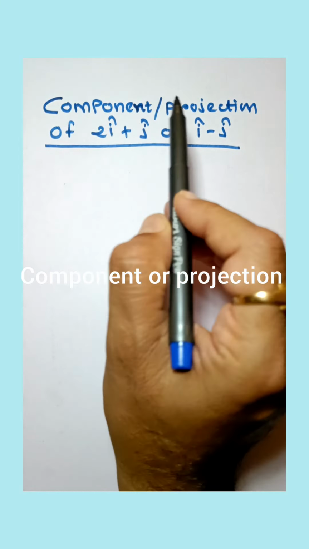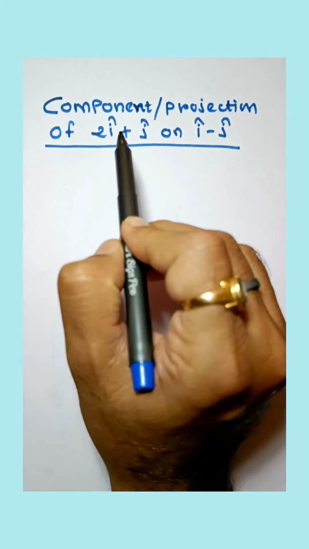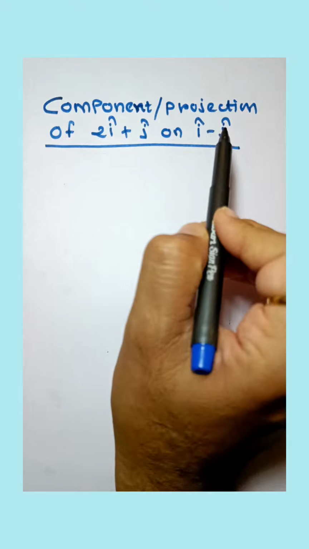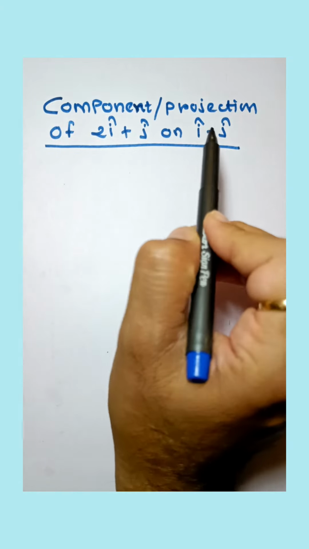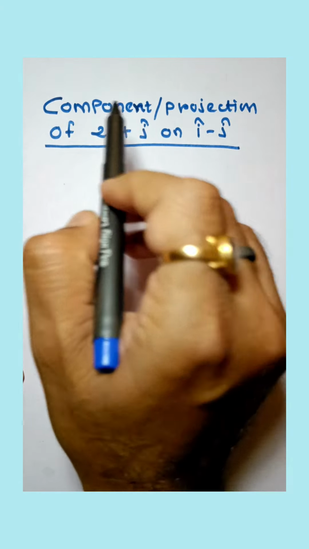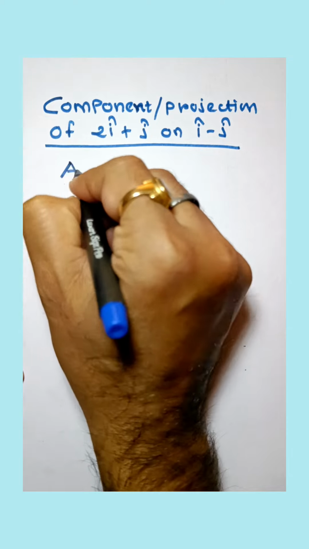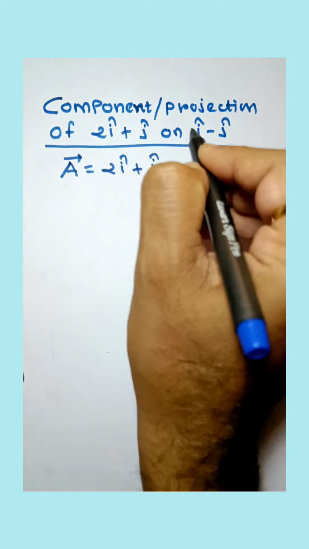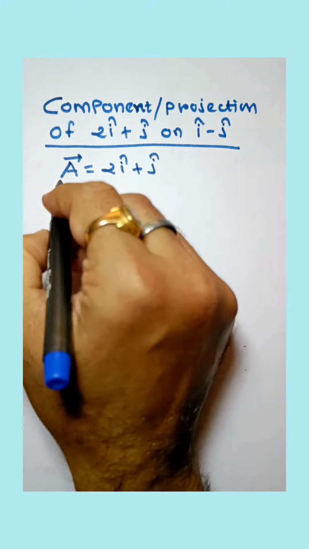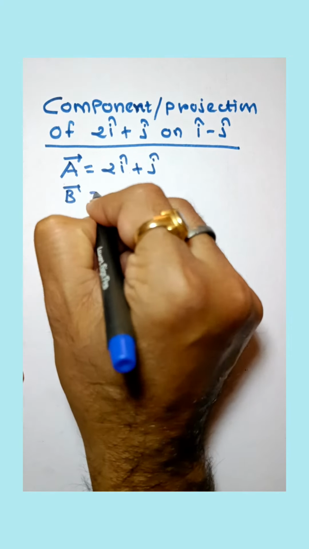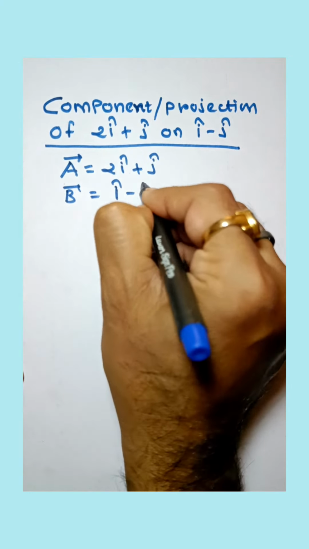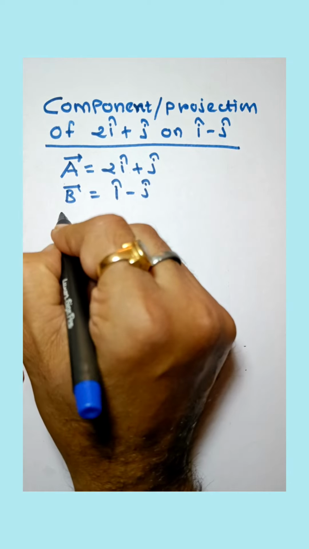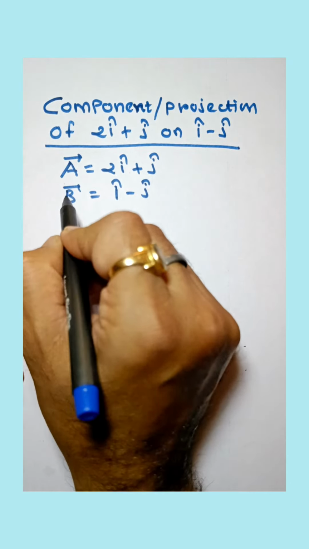Find out component or projection of 2i caret plus j caret on i caret minus j caret. Here i caret and j caret are the unit vectors along x and y axis. So first of all, 2i plus j is considered as vector A and i minus j is considered as vector B. So here the question is component of A on B.